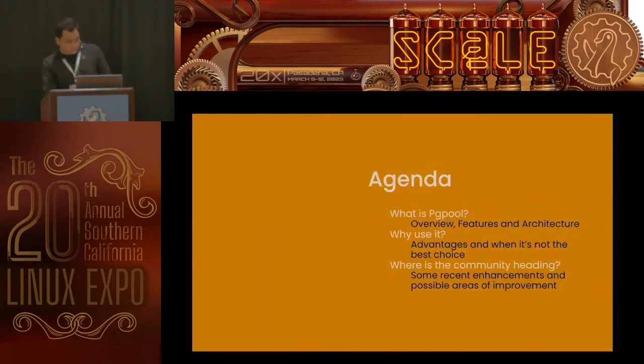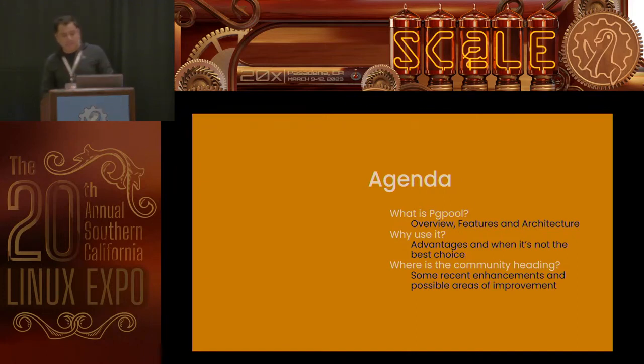So this is the agenda of the talk. The talk consists of three parts. In the first part, I'll try to explain what Pgpool-II is, what features it provides, and its architecture. This is to explain the decision-making process: if you want to use Pgpool for your particular use case, these are the things you should know about to consider it for the solution.